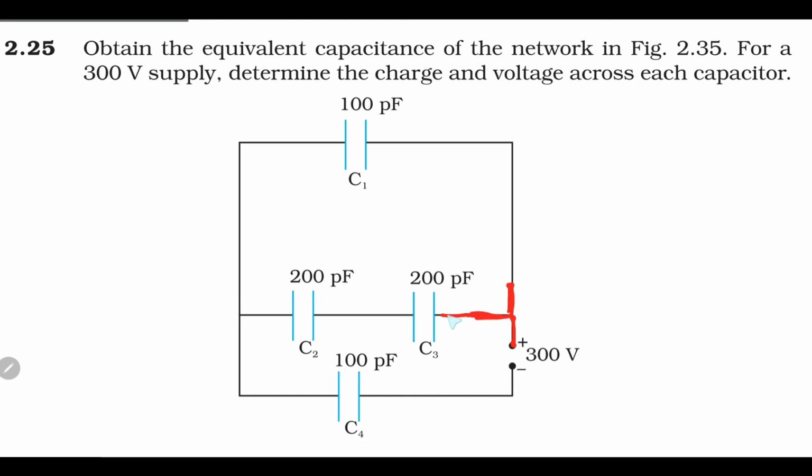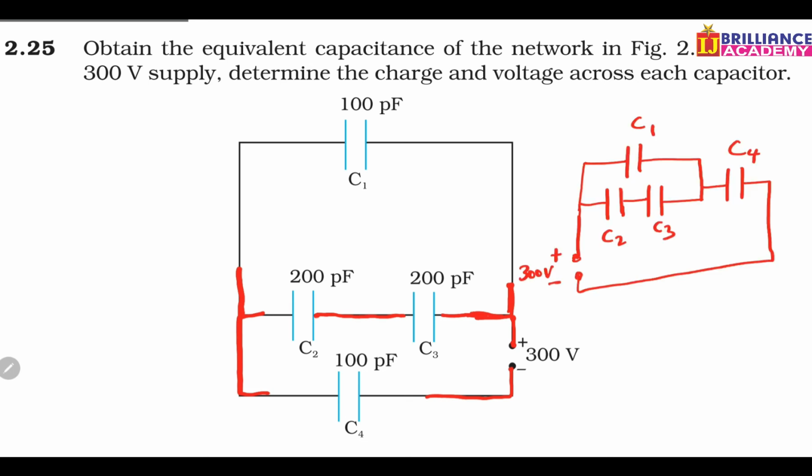So one network coming here, 200 picofarad capacitors, and another one is 100 picofarad capacitors, and it's coming here. So these two are joining. Then you have another 100 picofarad capacitor that is connected in series. Then the circuit ends. So this is how you have to travel. Let me redraw the entire diagram.